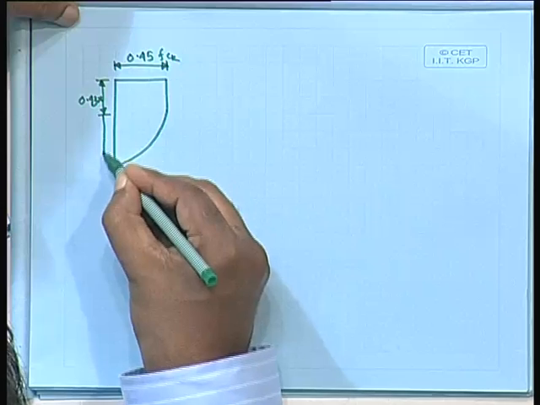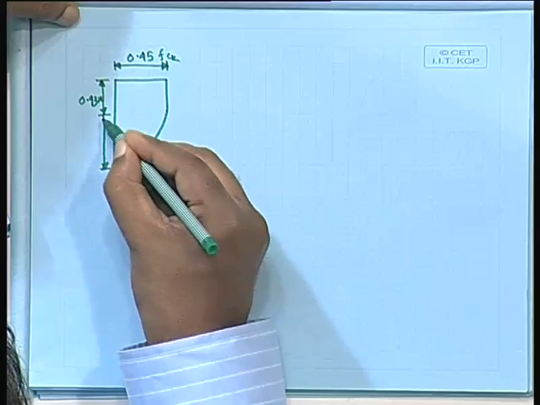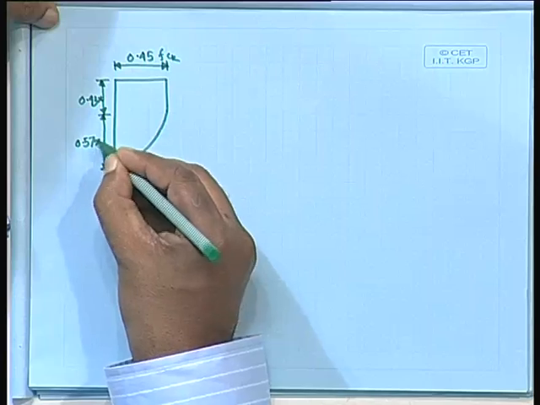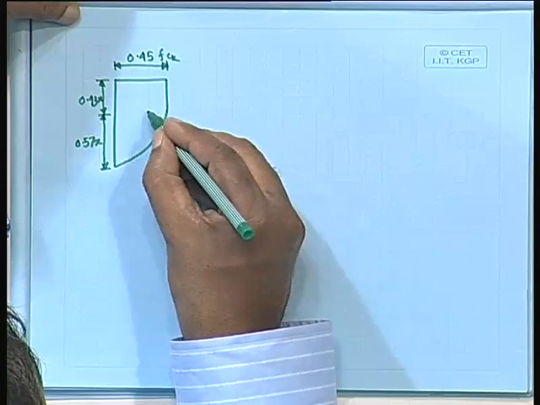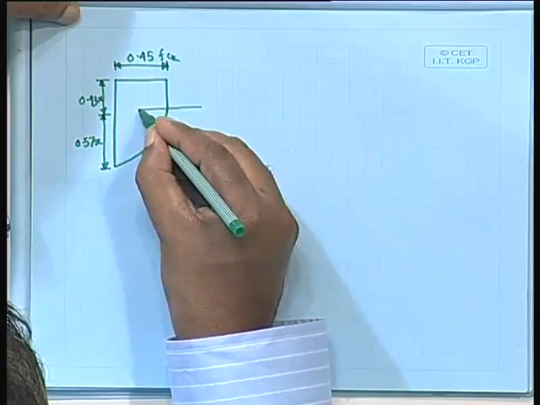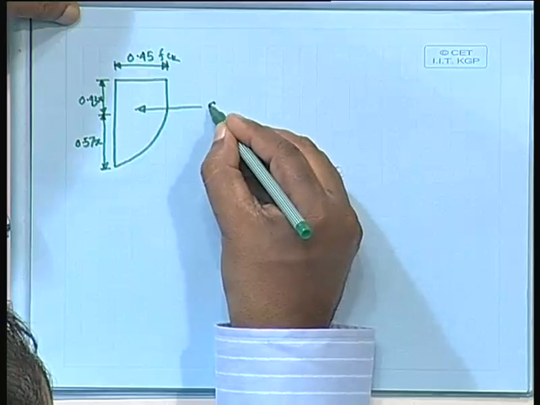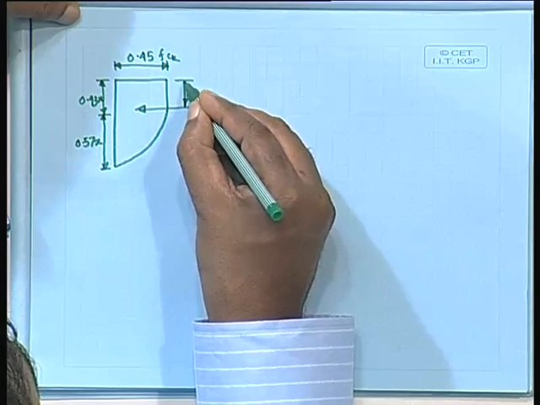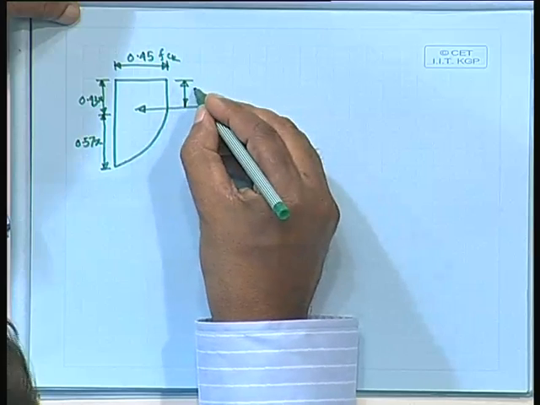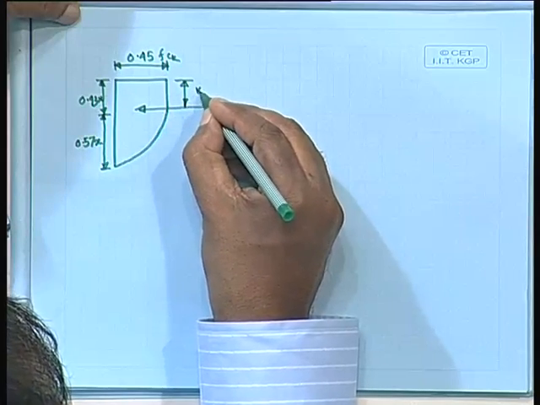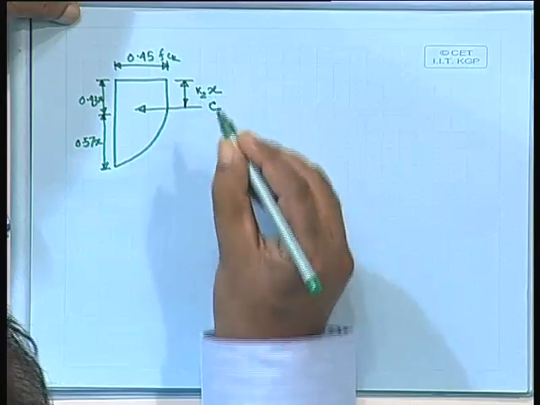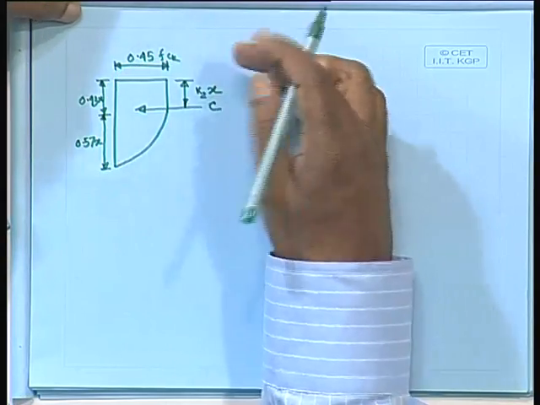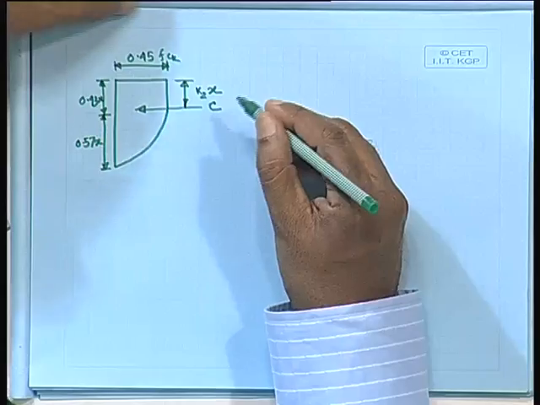0.43x, 0.57x, compressive force. We shall add one more factor, that is K2 times x. X is this depth. What is the factor K2, that we shall find out.